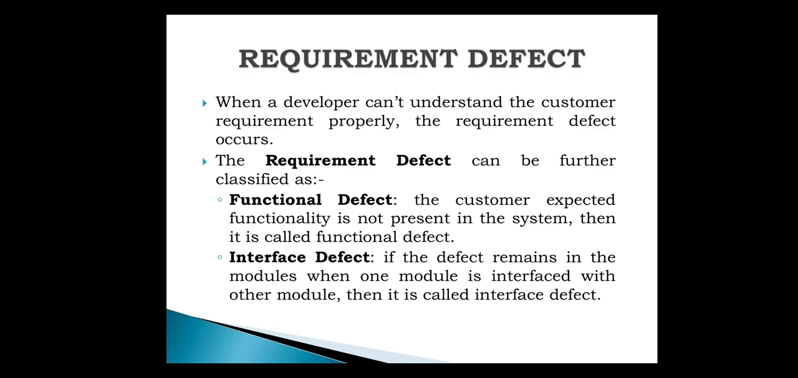So, what is a functional defect? If the customer's expected functionality is not present in the system, then it is called a functional defect. What the customer is expecting is not present in the system, so it is called a functional defect. And what is an interface defect? If the defect remains in the module when one module is interfaced with another module, then it is called an interface defect.